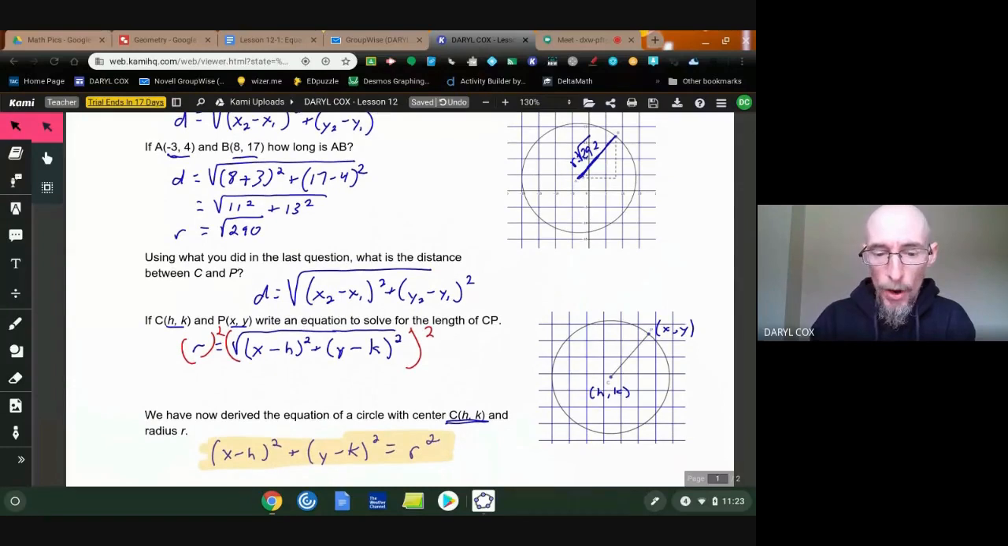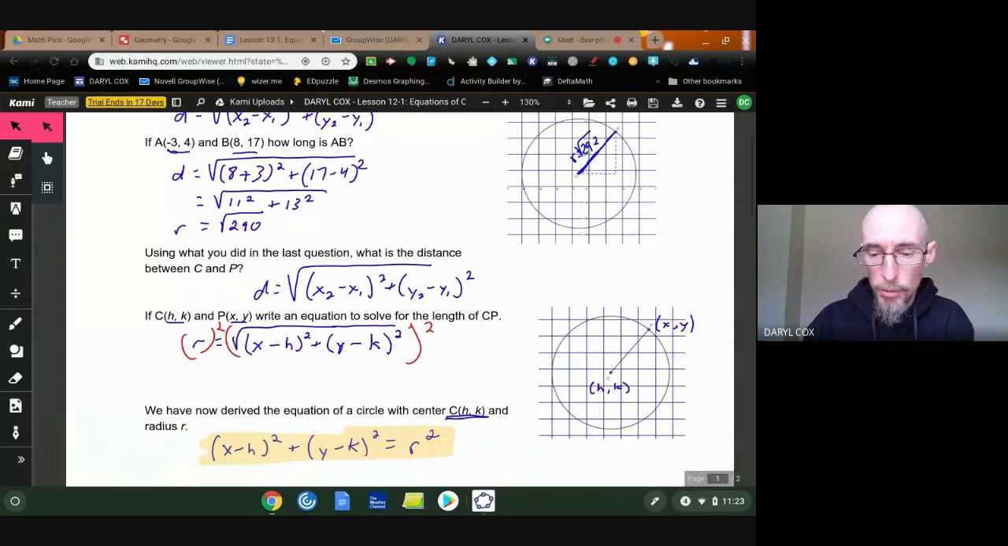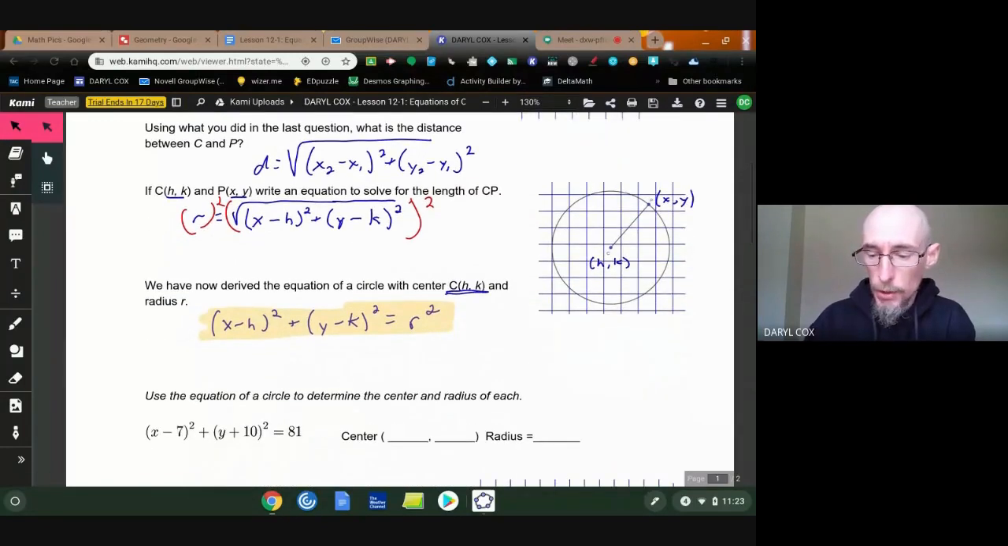In this problem, r is the square root of 290. But if I were to put that into my circle formula, the square root of 290 squared would just equal 290. So you have to be careful that you do that properly. This is a formula you want to memorize. This is definitely a formula that you want to memorize. Commit that to memory. You need to know this.